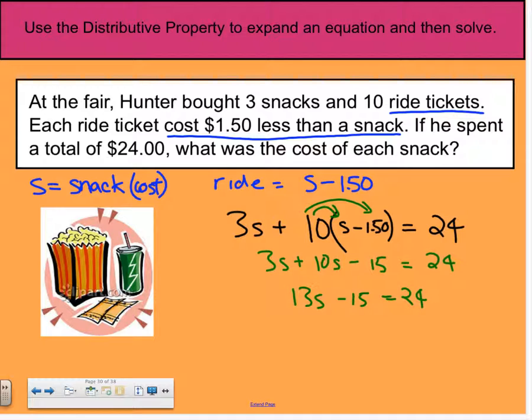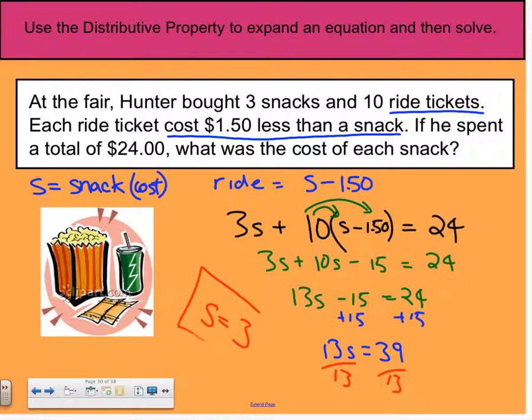Now what am I going to do? Very good. Add 15. Add 15. Now I have 13S equals 39. And if I divide both sides by 13, S equals 3. So what did I just determine? That every snack costs $3.